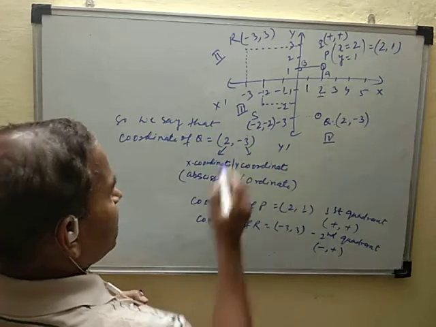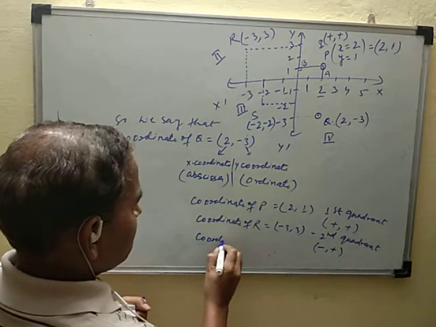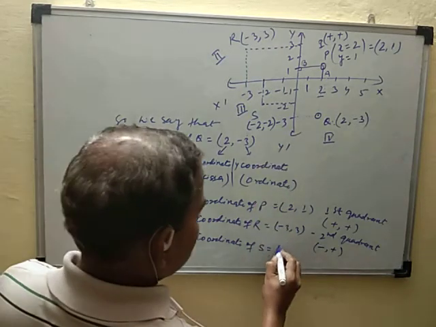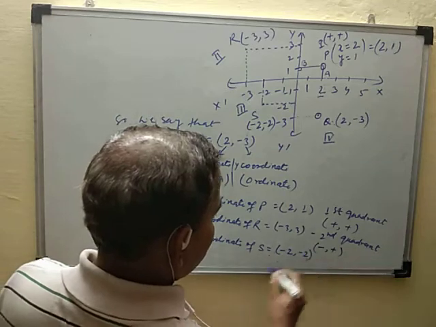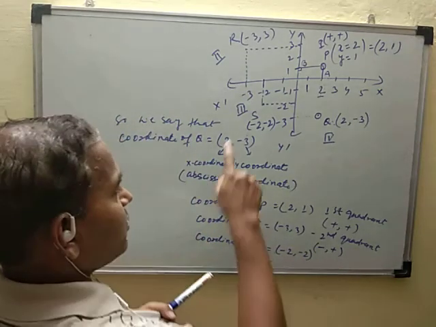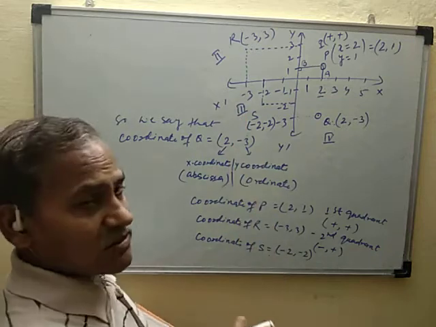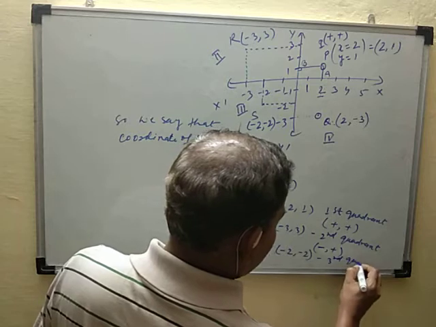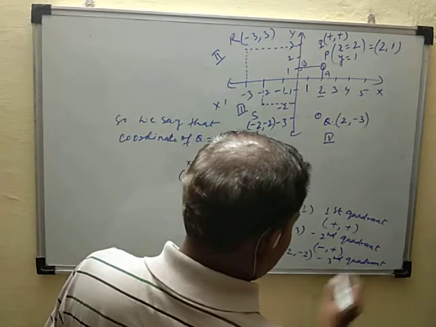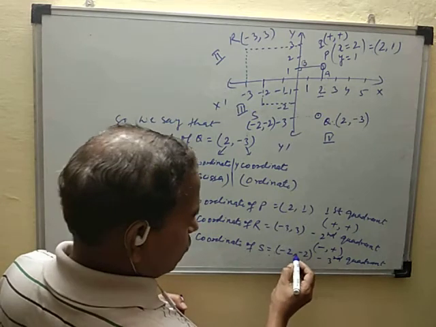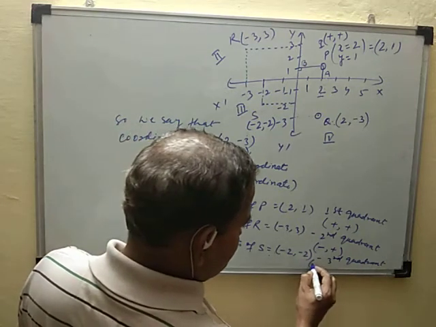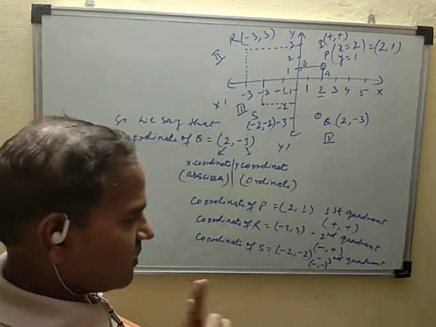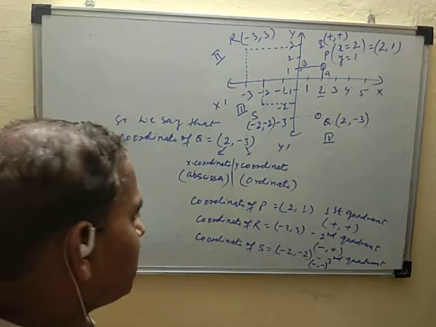Now, what is the coordinate of S? (-2, -2). And this point S lies in which quadrant? The third quadrant. And in the third quadrant both are negative, so the sign is minus, minus. X is negative and Y is also negative.